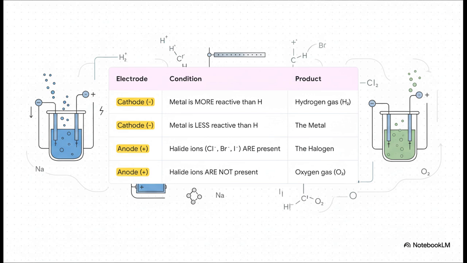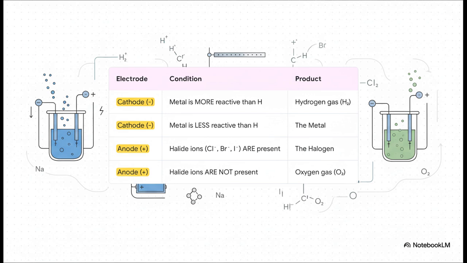Let's break it down. At the negative cathode, it's a fight between the metal ion and the hydrogen ion. The rule is simple. If the metal is more reactive than hydrogen, then hydrogen wins, and you get hydrogen gas. If the metal is less reactive, the metal wins, and it plates onto the cathode.